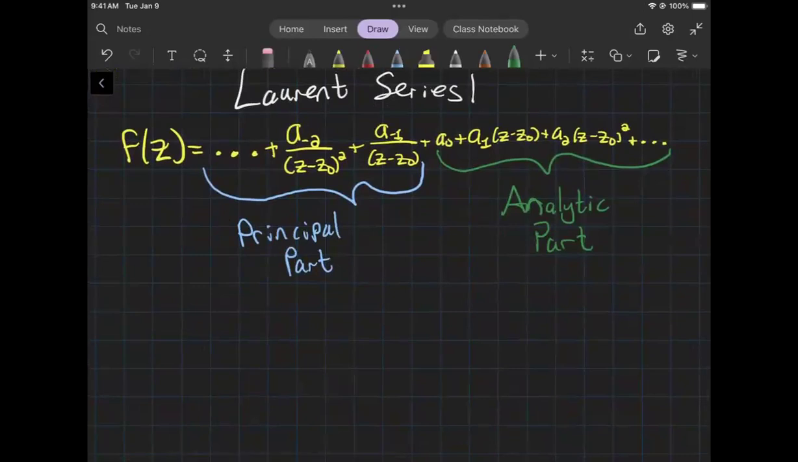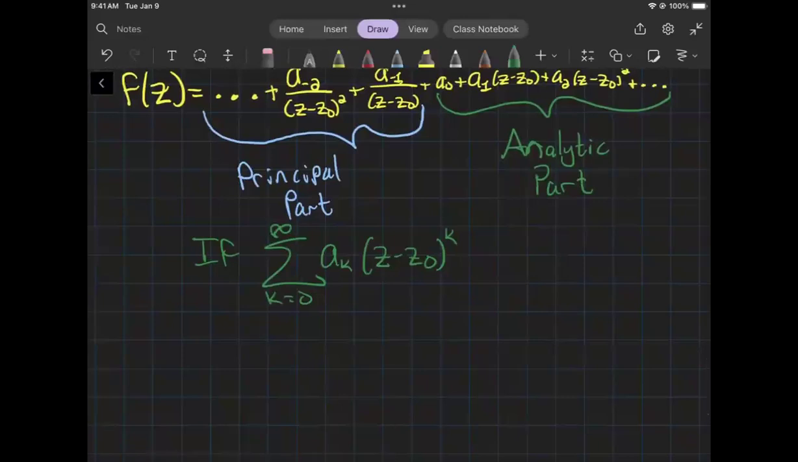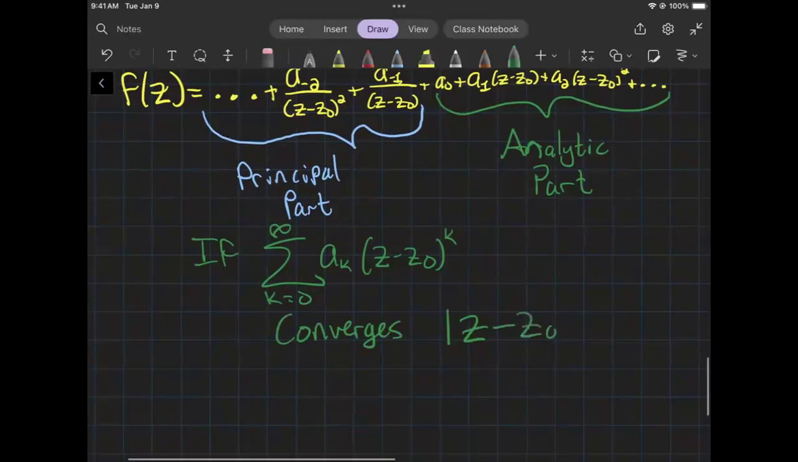And this kind of goes back to looking at the circle of convergence of a power series, right? If we have a power series like this, k equals 0 to infinity, there was a certain threshold to show the circle of convergence, and the radius of convergence. So typically this will converge on a circle of convergence like this, |z - z naught| less than R, okay?